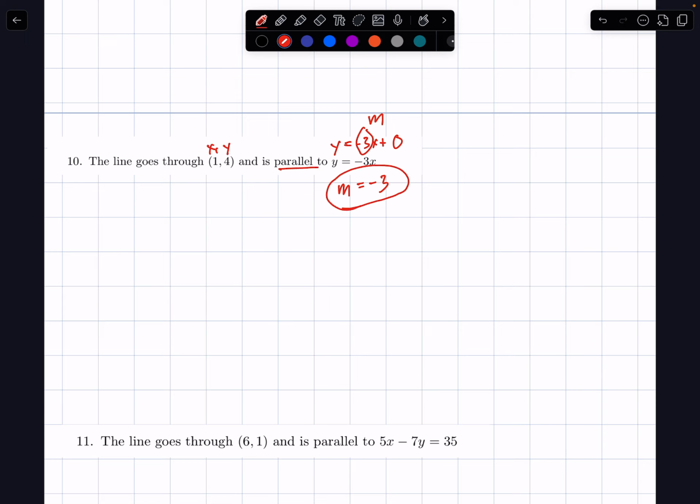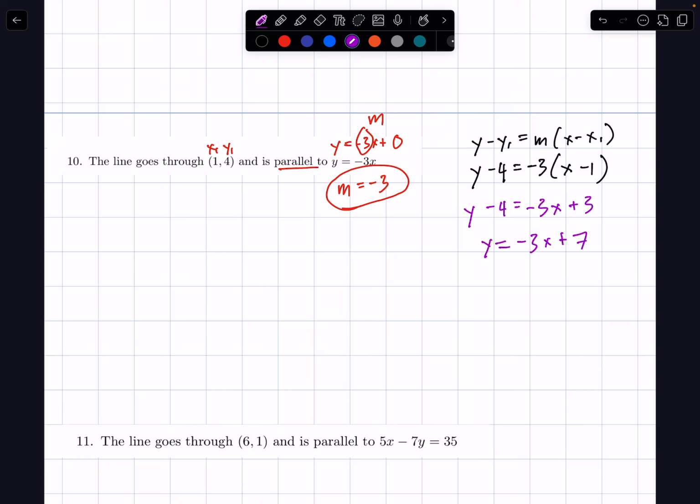And then here's my x1, y1. So I can go straight to plugging into point slope form, just like we did in the previous video. So it's going to be y minus 4 equals negative 3 times x minus 1. And that is the equation of my line. Now instructions wanted us to convert that to slope-intercept form. So, all right, y minus 4 is negative 3x plus 3. And then add 4 to both sides. y equals negative 3x plus 7.